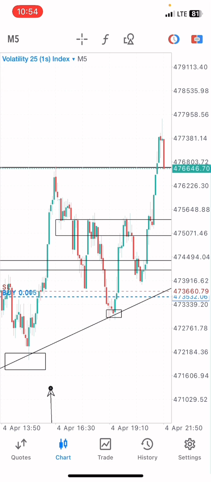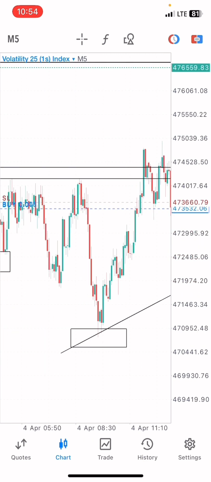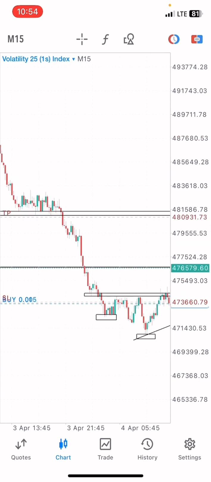Just pure price action, nothing more, nothing complicated about it. Price patterns, chart patterns, market structure, and all of that.